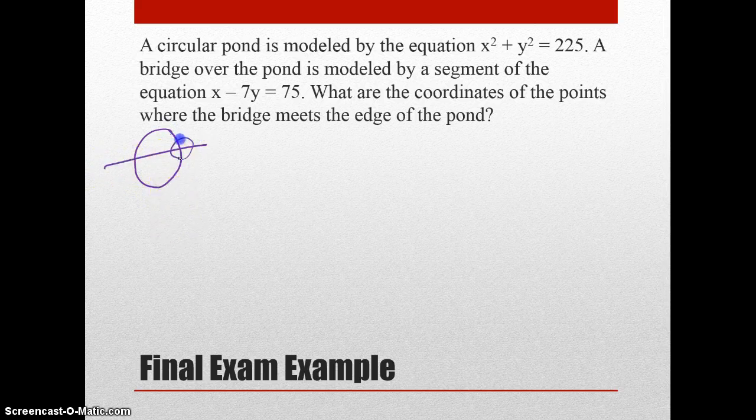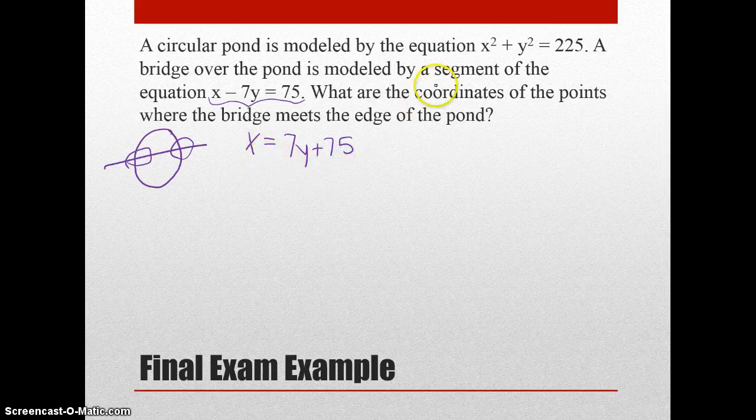It just wants to know where our intersections are. We want to know where the bridge meets the edge of the pond. So we're going to have to solve this system. There are a few ways we can do it: graphing on a graphing calculator, graphing by hand, or plugging in and using substitution. Looking at this equation, we know it's linear, and we can easily solve for x. So x is 7y plus 75.